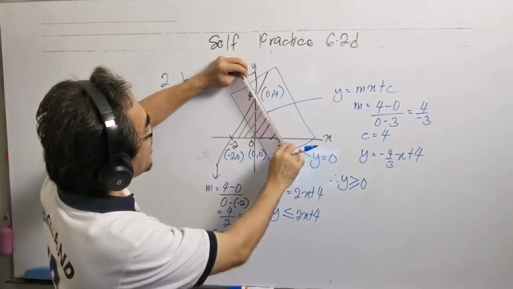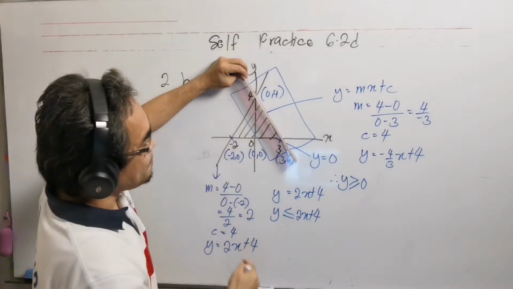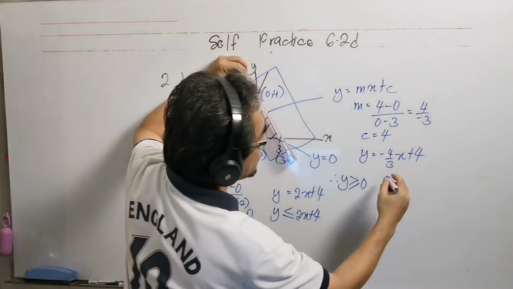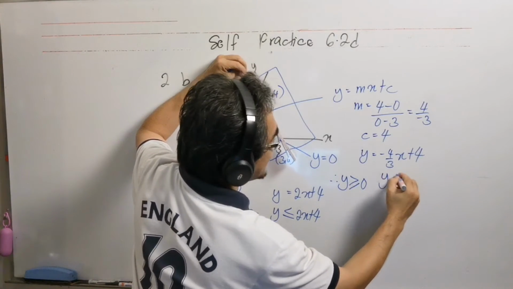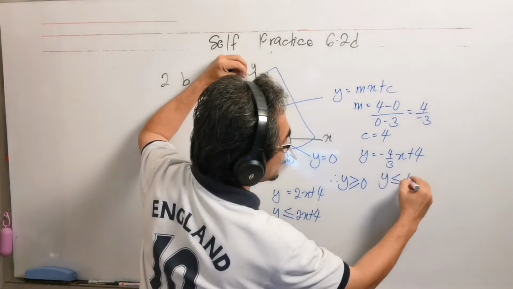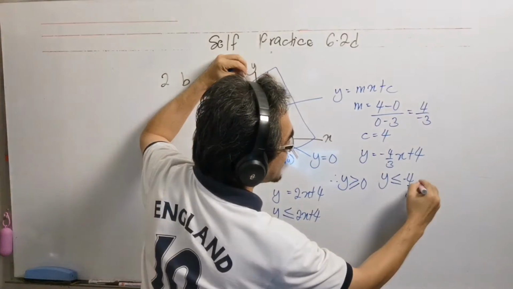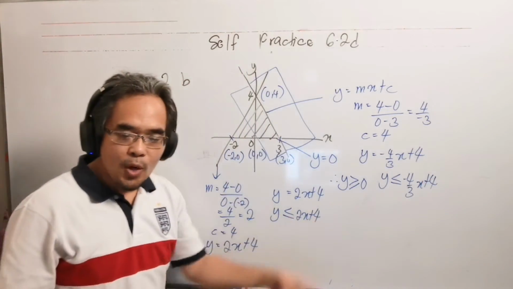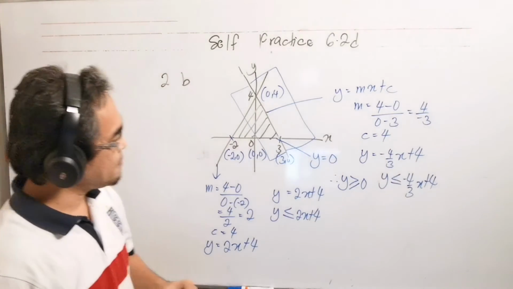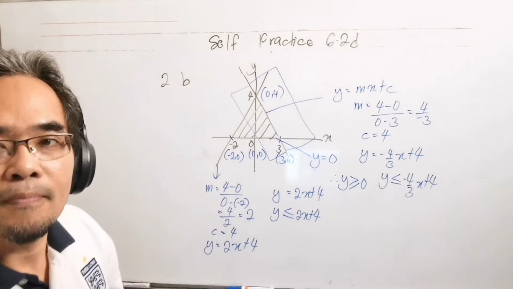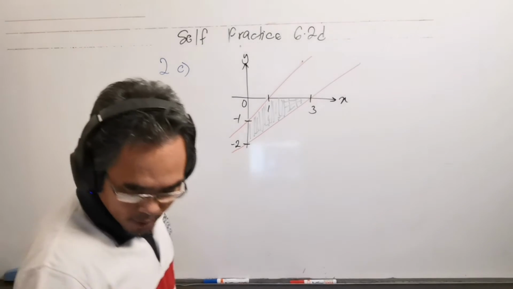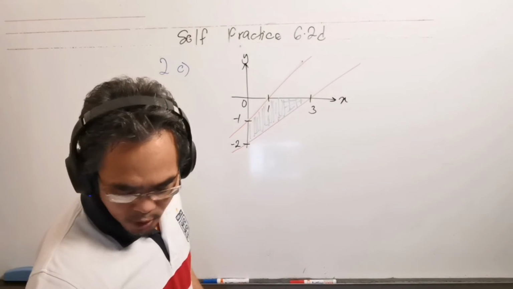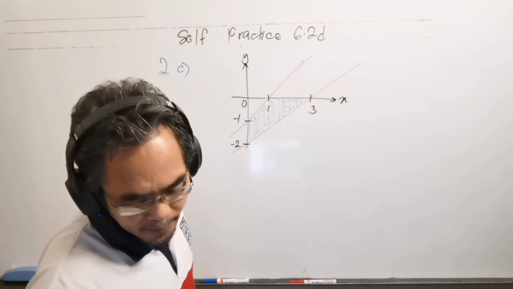So we want the lower part. This one becomes y is less than or equal to negative 4 over 3x plus 4. Any question on that? Okay, now look at question number 2C.